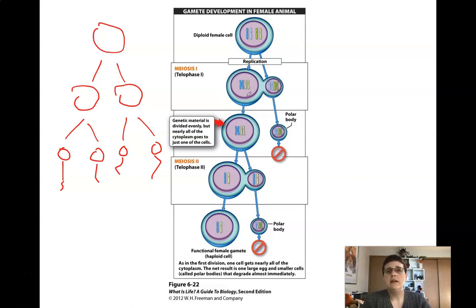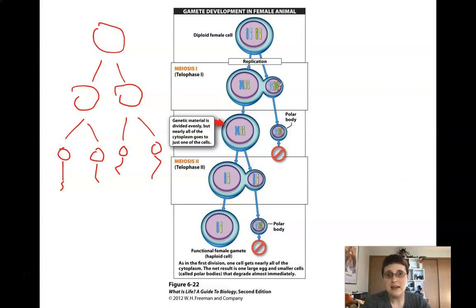However, in female animals, that's not what happens. You don't need to know the name, but it's called oogenesis, to make an oocyte or an egg, and we're going to do it a little differently. You're going to start with the diploid female egg cell, the ones that generate the eggs, and they're going to undergo meiosis 1, just like you saw in the video, and they're going to divide up the genetic information, but something's going to happen at cytokinesis.